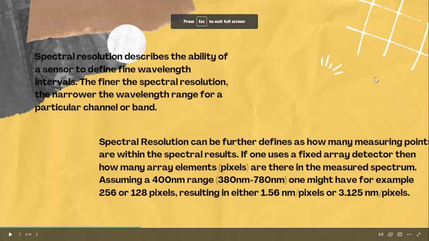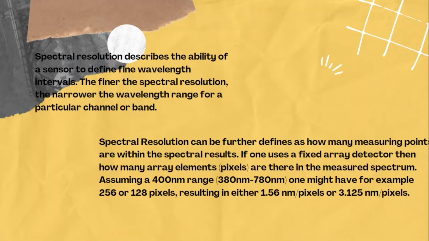Spectral resolution. Spectral resolution describes the ability of a sensor to define fine wavelength intervals. The finer the spectral resolution, the narrower the wavelength range for a particular channel or band. Spectral resolution can be further defined as how many measuring points are within the spectral range. If one uses a fixed array detector, then how many array element pixels are there in the measured spectrum?